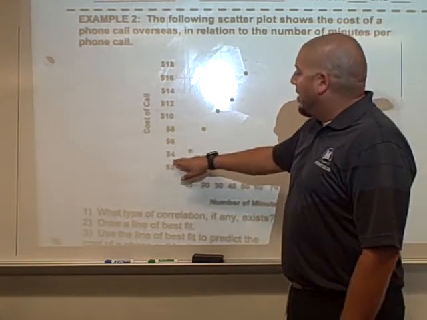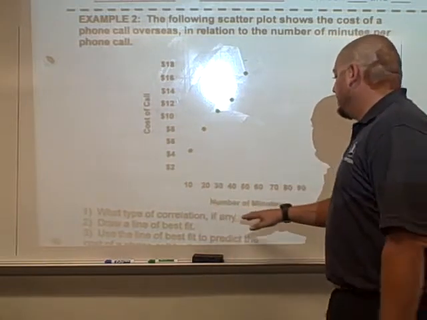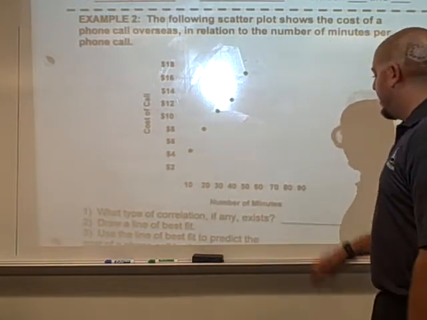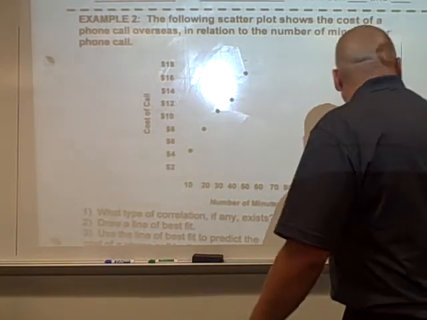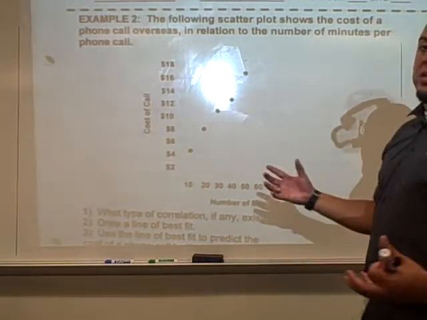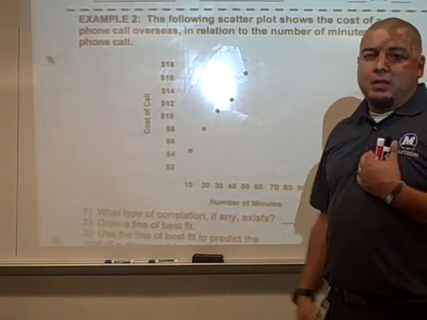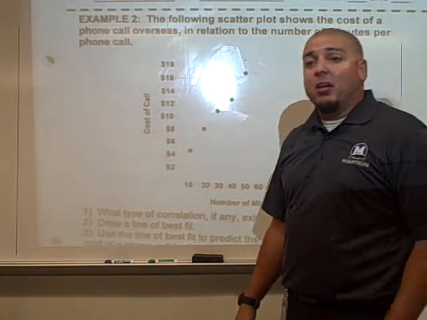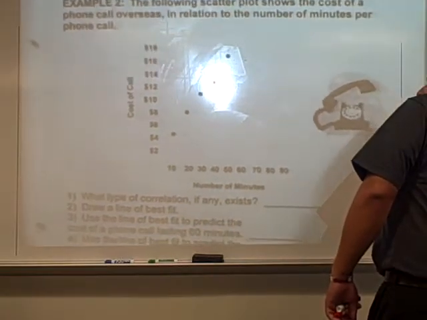So here's your cost, 2, 4, 6, 8, 10, 12, 14, 16, $18. And here is your 10, 20, 30, 40, 50, 60, 70, 80, 90 minutes. So if you're talking to somebody overseas for a long time, and this is actually good information if you have friends that live overseas. I have friends that are missionaries, so it's good to know how much it's going to cost me if I call them. All right, so let's look at our questions.